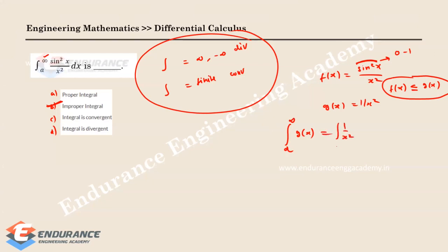Integration of 1 by x square from a to infinity. So x square means it is x power minus 2. So x power minus 2 plus 1 by minus 2 plus 1. Upper limit is infinity, lower limit is a. So substitute upper limit and lower limit. So this becomes minus 1.